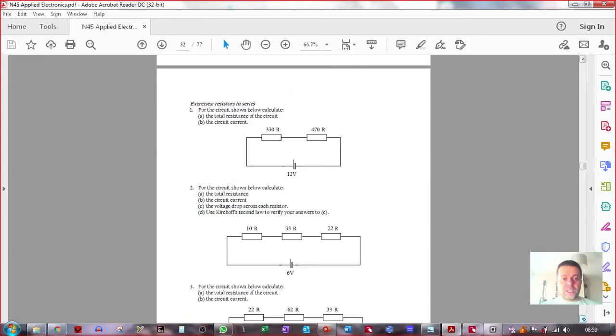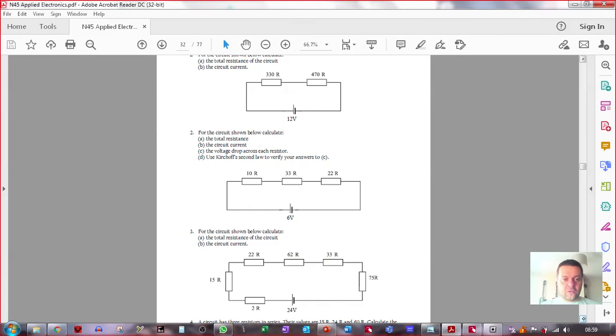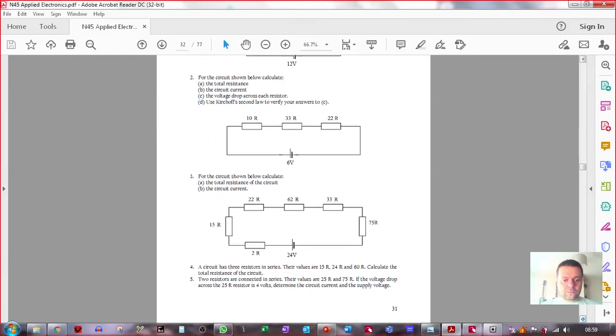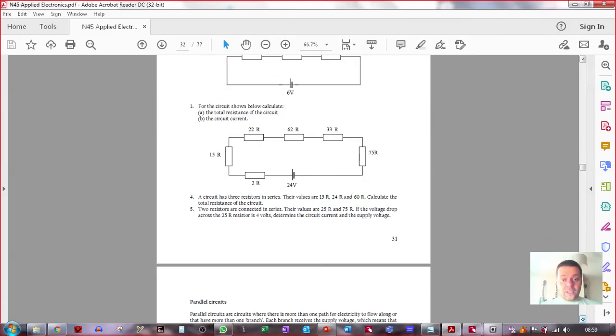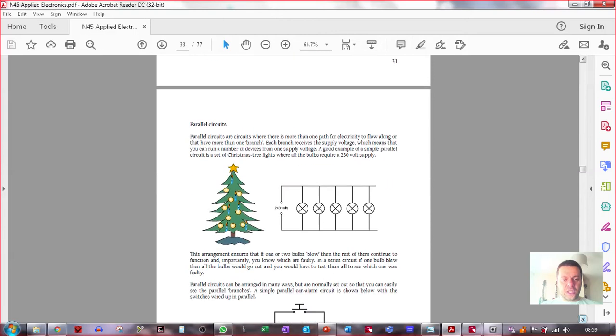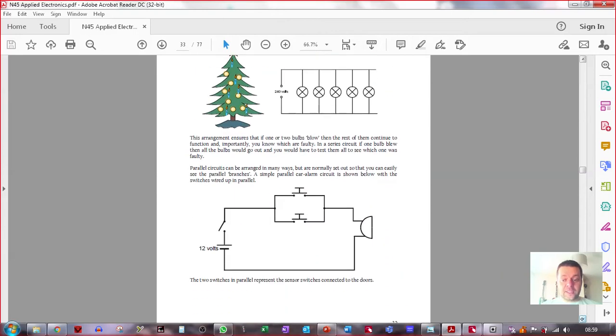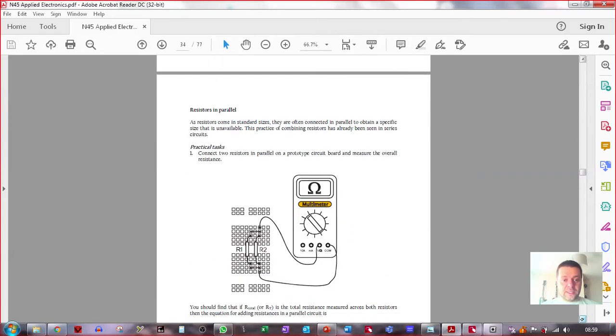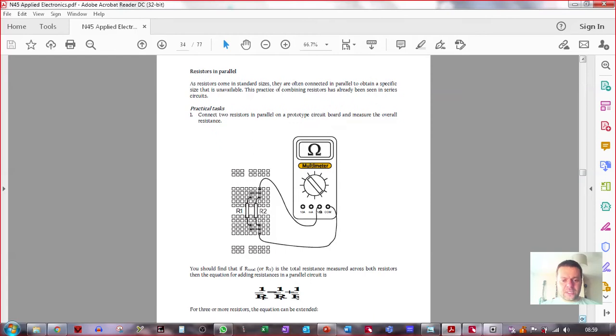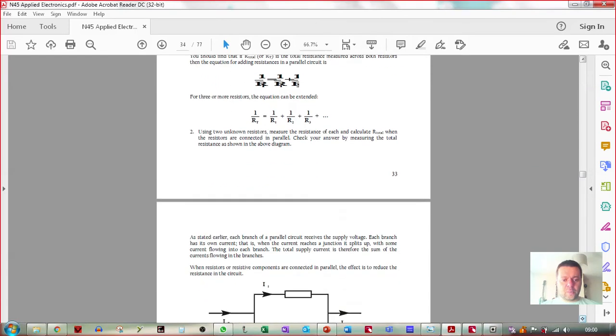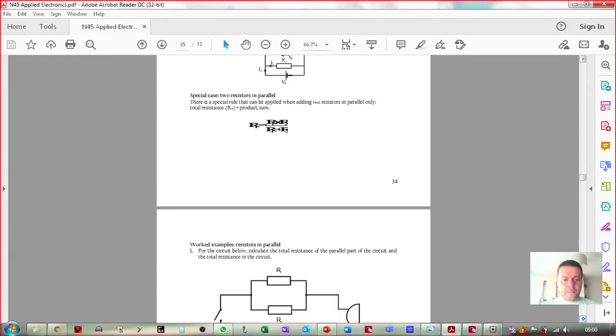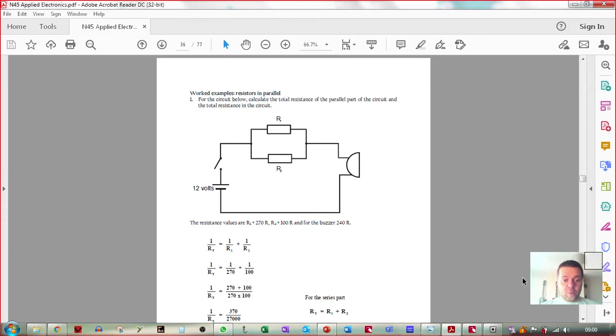Right, there's a worked example in series, and then on page 32 there's a set of questions to do, and they're only series circuits. And then there's a little exploration of what parallel means, and again, practical tasks. If you've got Yenka at home, you can do the practical tasks in Yenka. And then there's a worked example on parallel calculations. So there's how to work out the total parallel resistance.